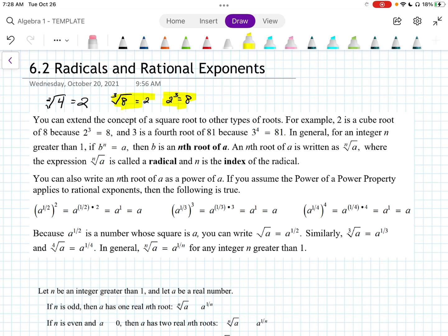So we kind of extend the concept of the square root to other kinds of roots. What else do we need to know? If we have something like b to the n equals a, that's like saying that 2 cubed equals 8. Then b is the nth root of a, right? You need to get used to saying things like nth root or fifth root, okay? Whenever we have things written as a root, it's called radical form. The other way would be exponential form.